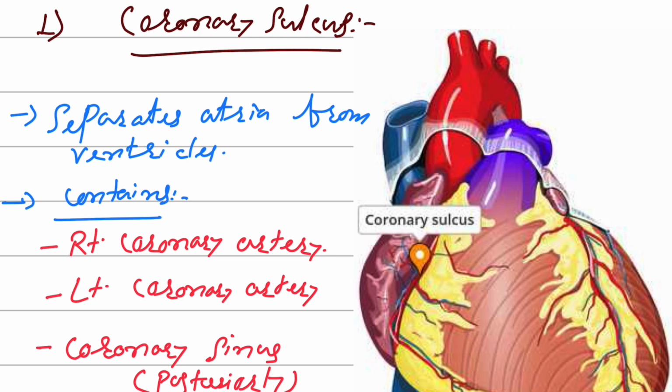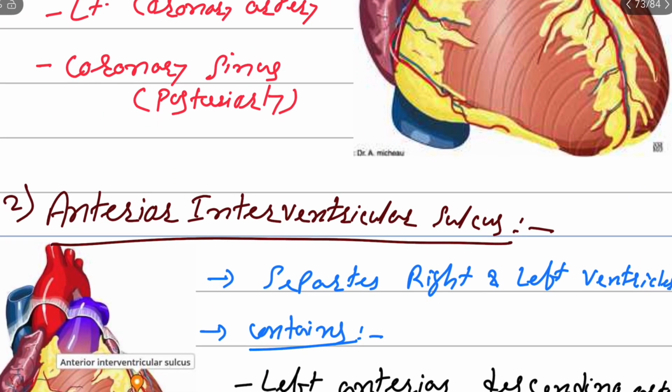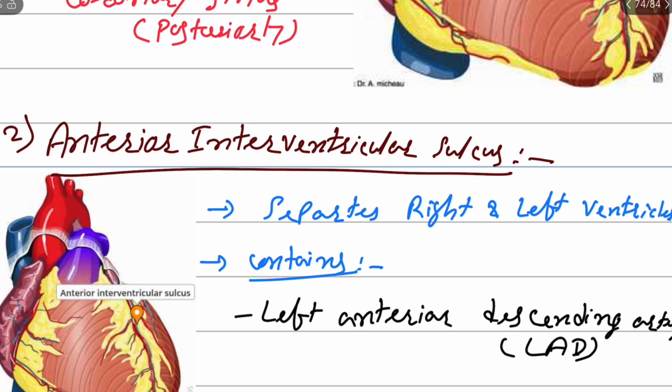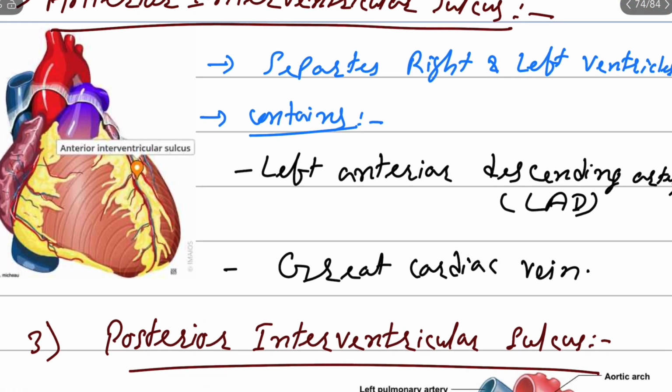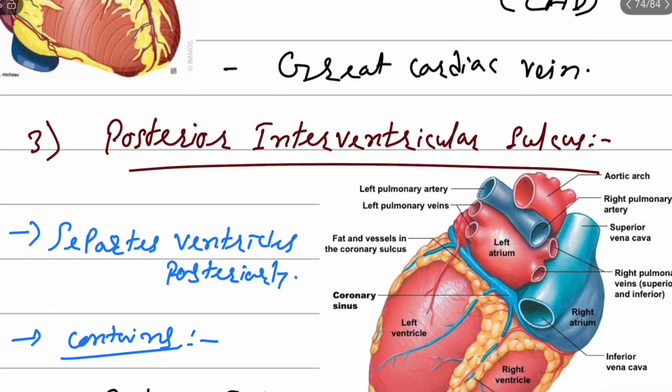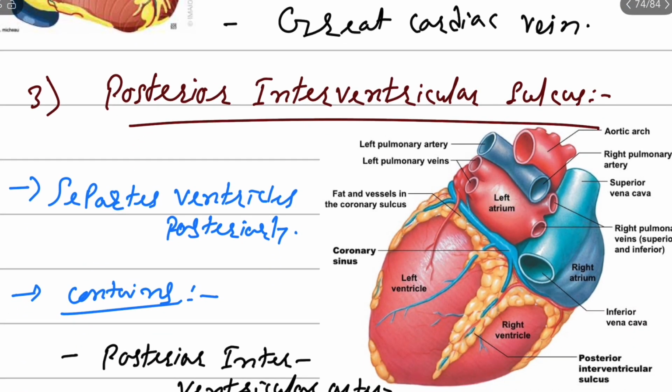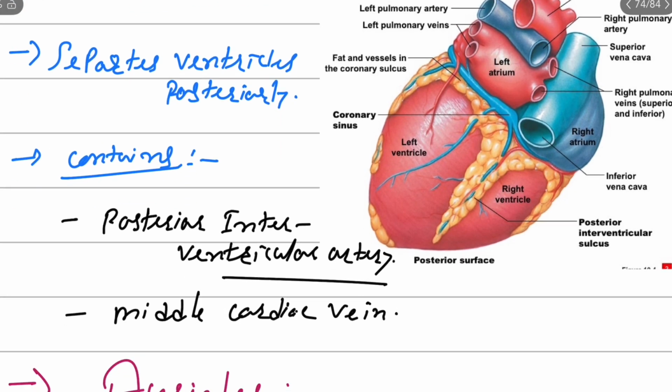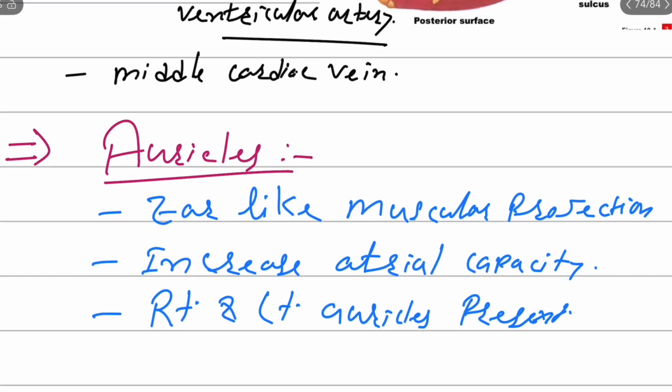Coronary sulcus contains the right coronary artery, left coronary artery, and coronary sinus posteriorly. The anterior interventricular sulcus separates the right and left ventricles. It contains the left anterior descending artery and great cardiac vein. The posterior interventricular sulcus separates the ventricles posteriorly, and contains the posterior interventricular artery and middle cardiac vein.